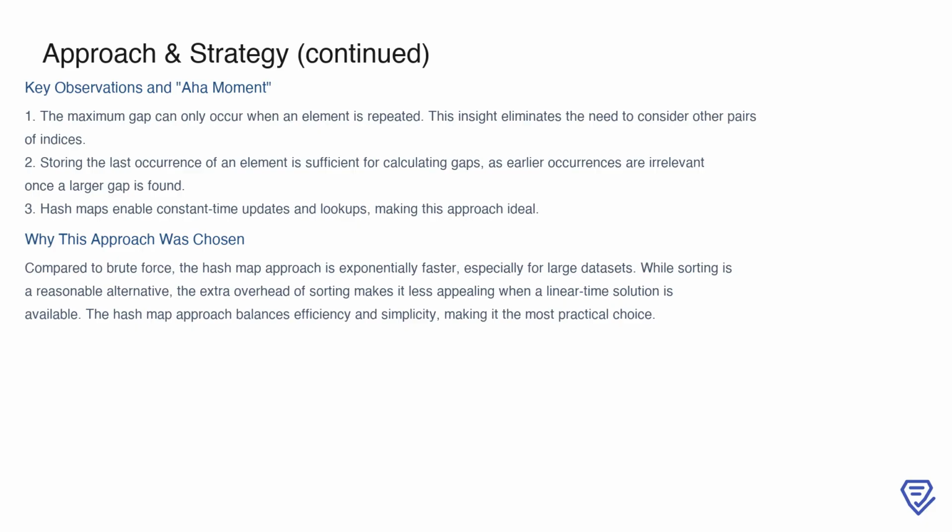Second, storing only the last occurrence of an element is sufficient for calculating gaps. Once we find a larger gap, earlier occurrences become irrelevant, allowing us to focus solely on the most recent data. Finally, the hash map provides constant time updates and lookups, making it the ideal data structure for this problem. These factors combined highlight why the hash map approach is superior. While brute force is exponentially slower and sorting introduces unnecessary preprocessing overhead, the hash map solution is both time efficient and memory efficient, ensuring it performs well across all input sizes. It balances practicality with performance, making it the most logical choice.